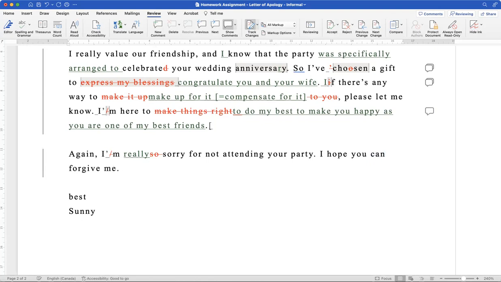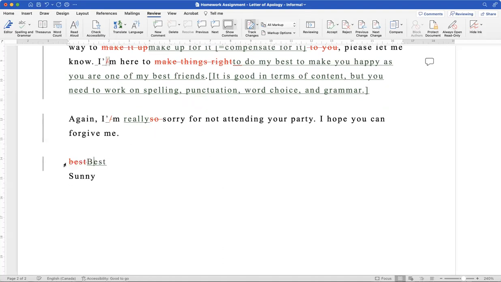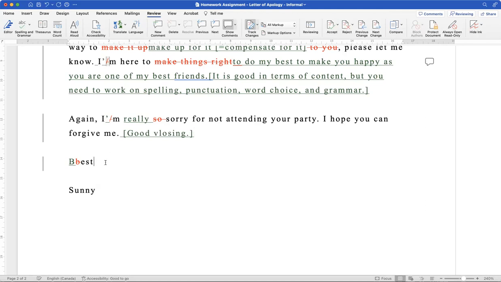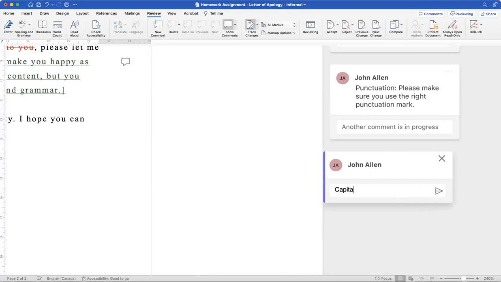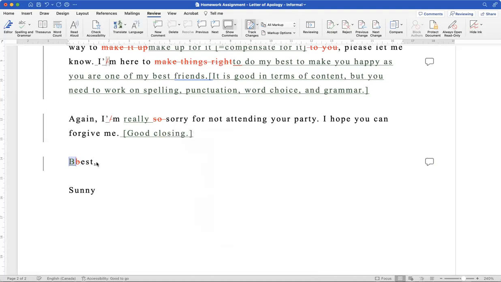So what about this paragraph? Again, it is good in terms of content, but you need to work on spelling, punctuation, word choice, and grammar. Again, capital letter. Oops, sorry. This should be a capital B. And then, again, enter. Okay, that's it. Good closing. Comma. Capitalization here. Again, good closing. Here, punctuation.